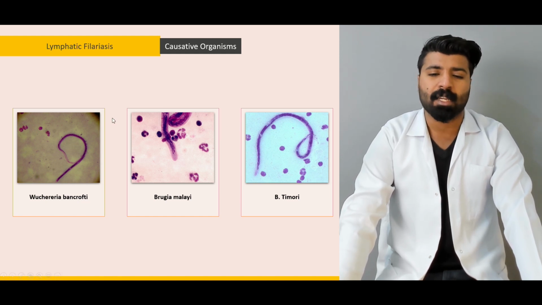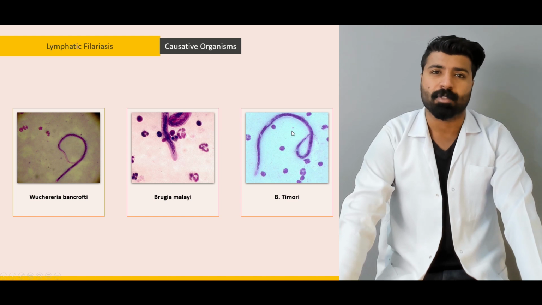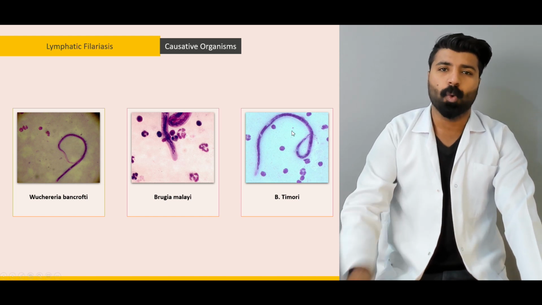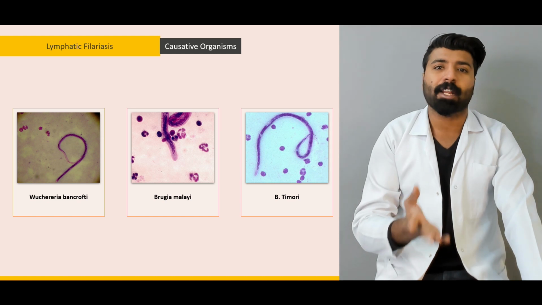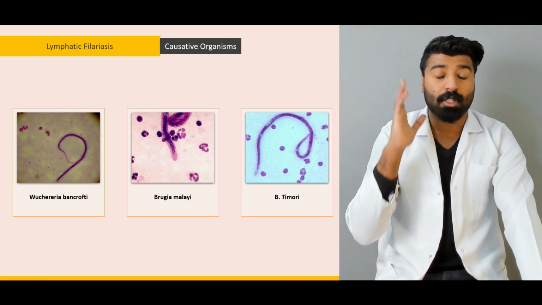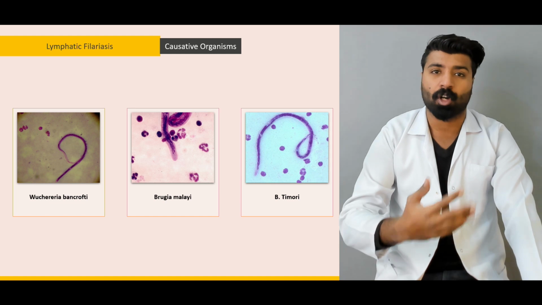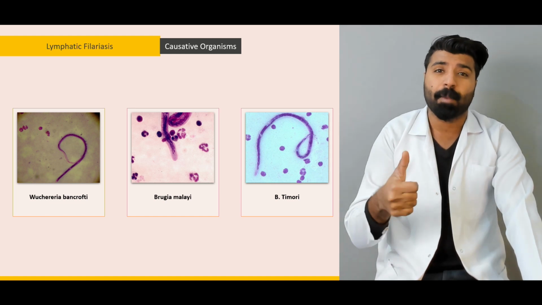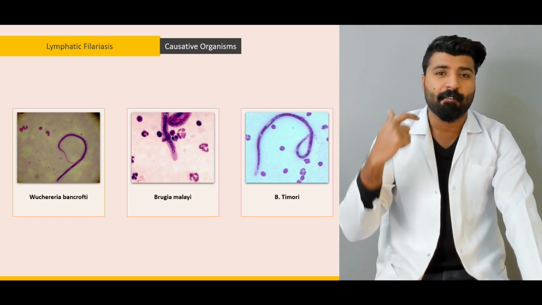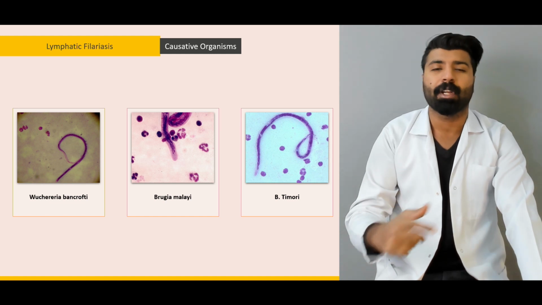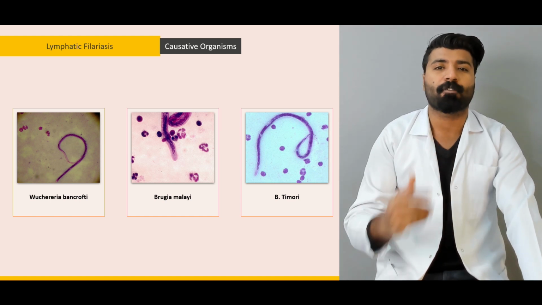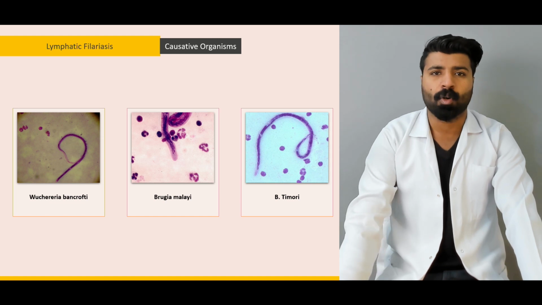Now, what you see here are the shapes of these organisms. Whenever you hear the word lymphatic filariasis, you will know that there are three organisms. We talked about the three organisms, Wuchereria bancrofti, then Brugia malayi, and then Brugia timori. Now, let's talk about the morphology. What do they look like?